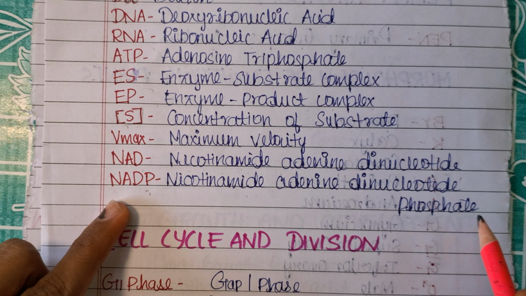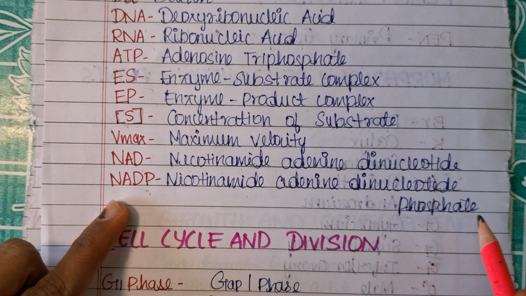Now we will move on to the next one, that is your photosynthesis. The first one is PS, photosystem. LHC, light harvesting complex. PGA, 3-phosphoglyceric acid. OAA, oxaloacetic acid. In which cycle will you be seeing the oxaloacetic acid? Think. Then rubisco, ribulose bisphosphate carboxylase oxygenase.